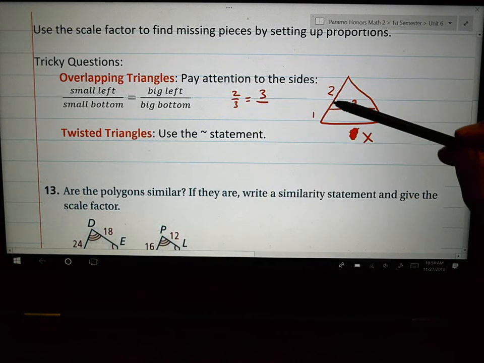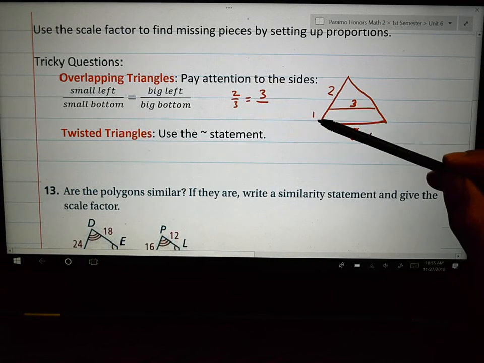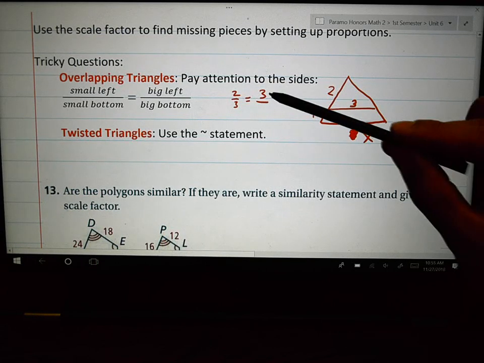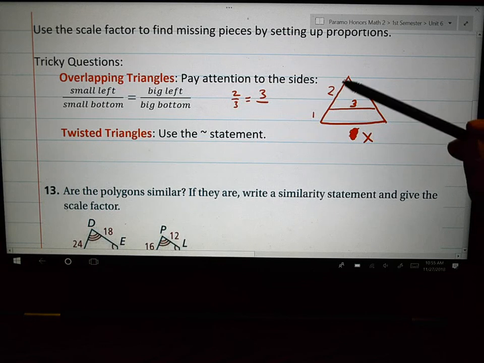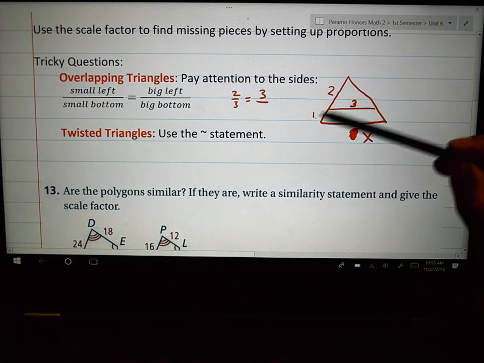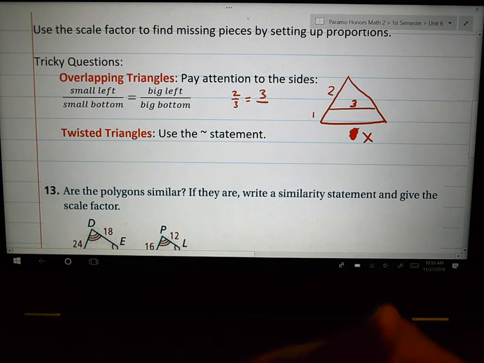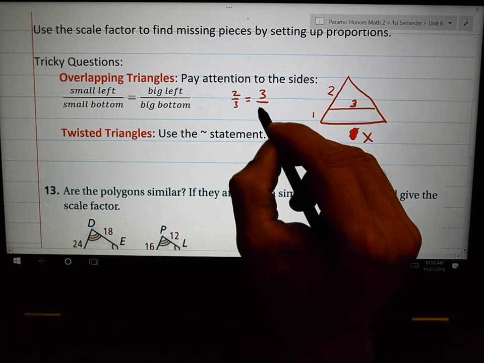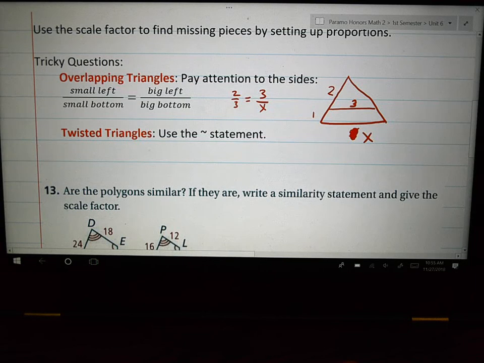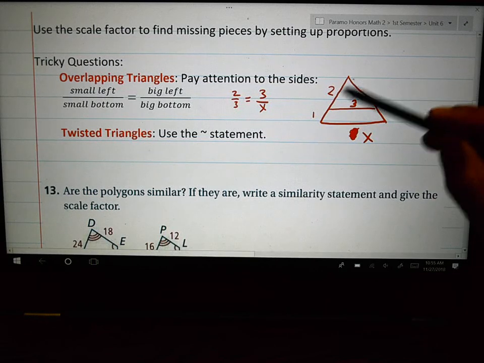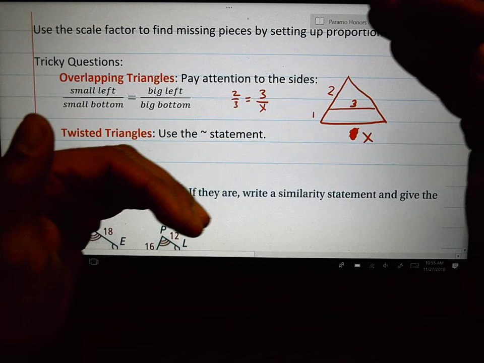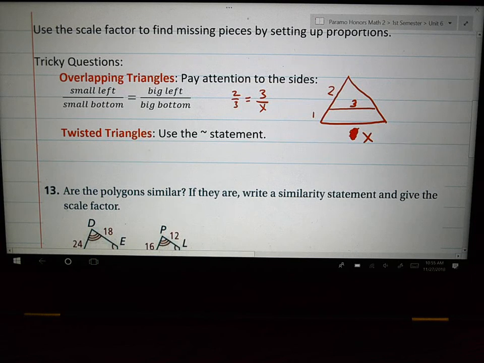I can't tell you how many times people will just put the 1 because they see a 1, they're going to try to put a 1 there. Keep in mind, left side of the small, left side of the big, you might have to add 2 pieces together to get that in an overlapping triangle problem. The bottom on the other one is x, and so 2 over 3 equals 3 over x is how you would set it up correctly.